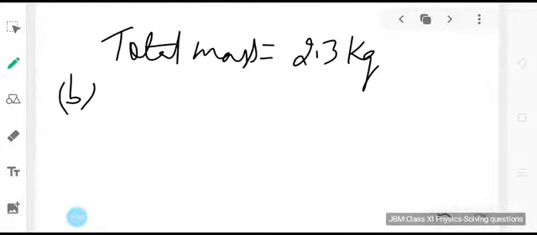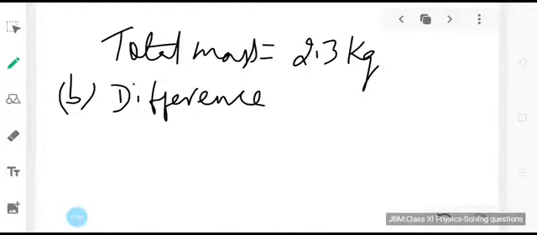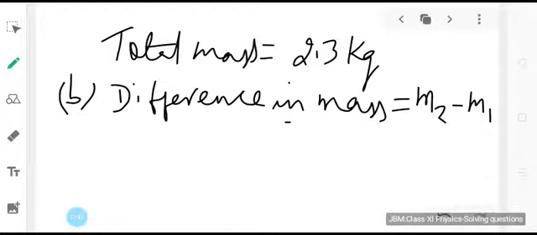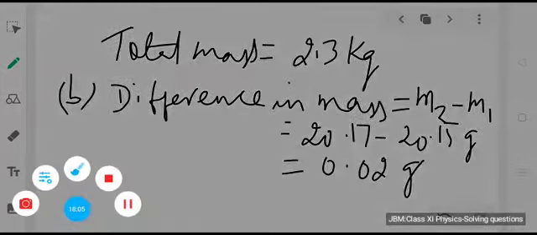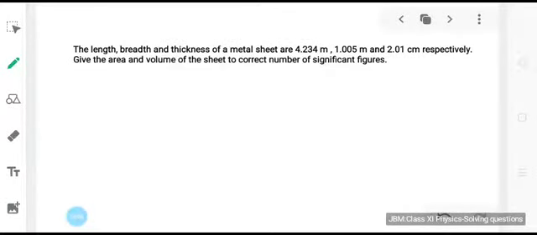For part B, difference in mass, that will be equal to M2 minus M1. So that will be equal to 20.17 minus 20.15 gram, that will be equal to 0.02 gram, and that is correct up to two places of decimal. Let's come to the next question.